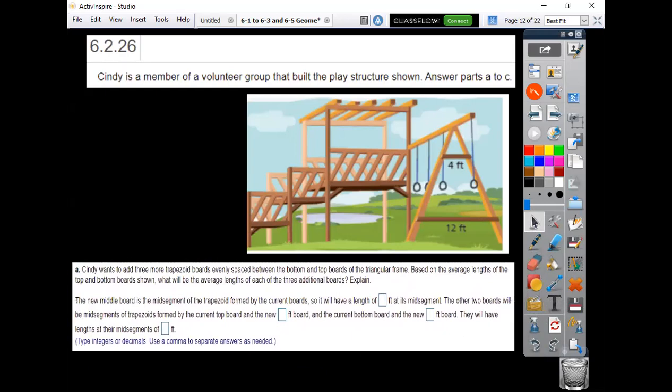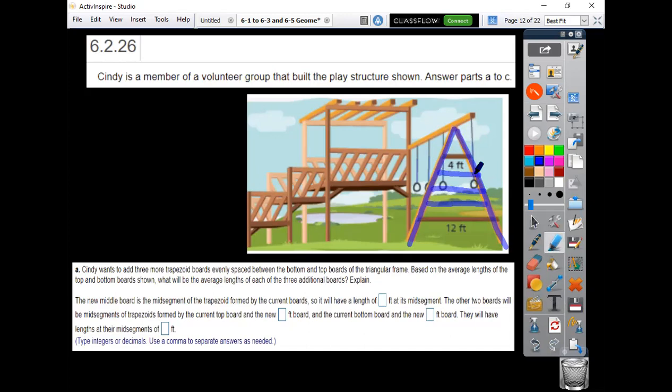But here we have Cindy, she's a member of a volunteer group, built the play structure you see there. The first question, she wants to add 3 more trapezoid boards evenly spaced between the bottom and top boards of the triangular frame. So I believe we were talking about this triangular frame here. She wants to add evenly spaced 3 more trapezoid boards between the bottom and the top. So I think what we're talking about is putting 3 boards like this in there.